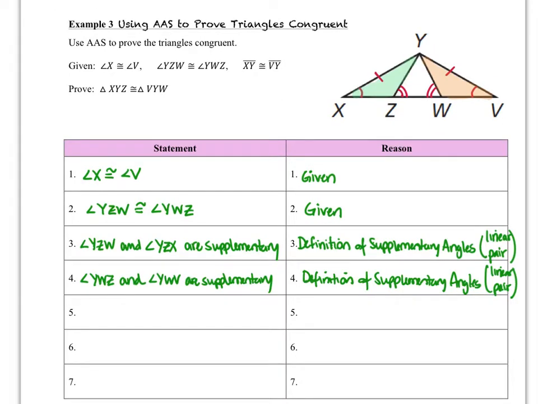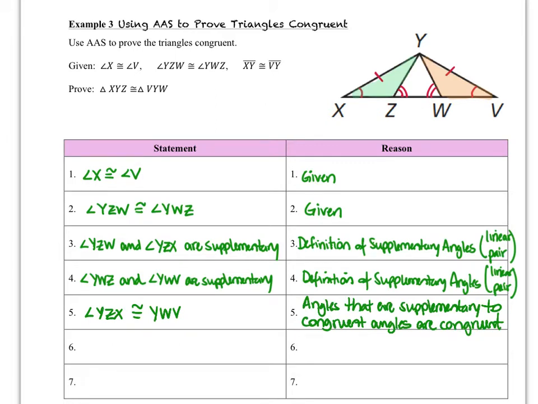Now we can write down the congruent statement for the angles that we really wanted. Angle YZX is congruent to angle YWV, and this is because angles that are supplementary to congruent angles are congruent. Last of all, we are ready to write down our side congruency statement, and that is that segment XY is congruent to segment VY, and that of course was given. So we're in great shape.